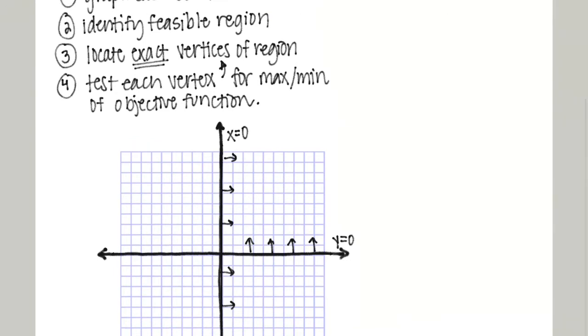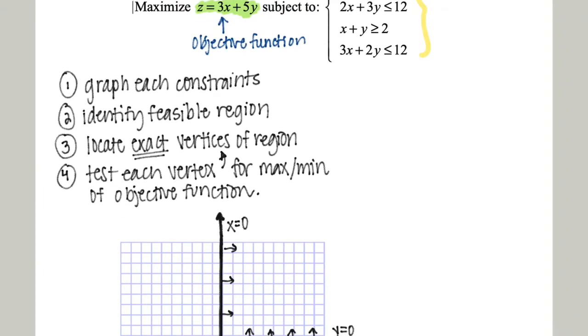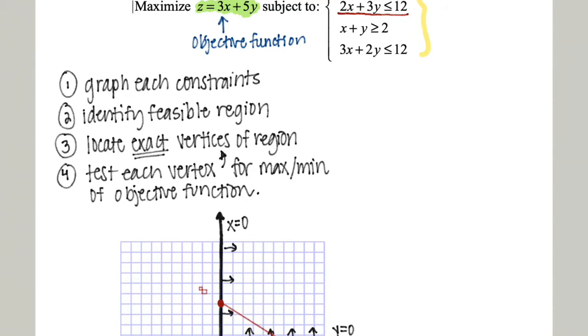And then we have 2x plus 3y is less than or equal to 12. This is easiest for me to do using my x and y intercepts. I'm going to do this one in red. My x-intercept is 6, 2, 4, 6, right there. My y-intercept is 4, 2, 4. And I'm going to connect those dots. There we go.